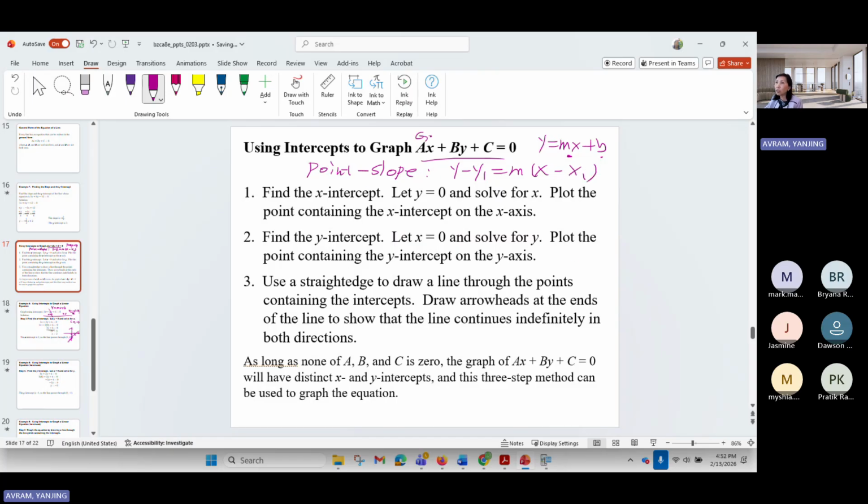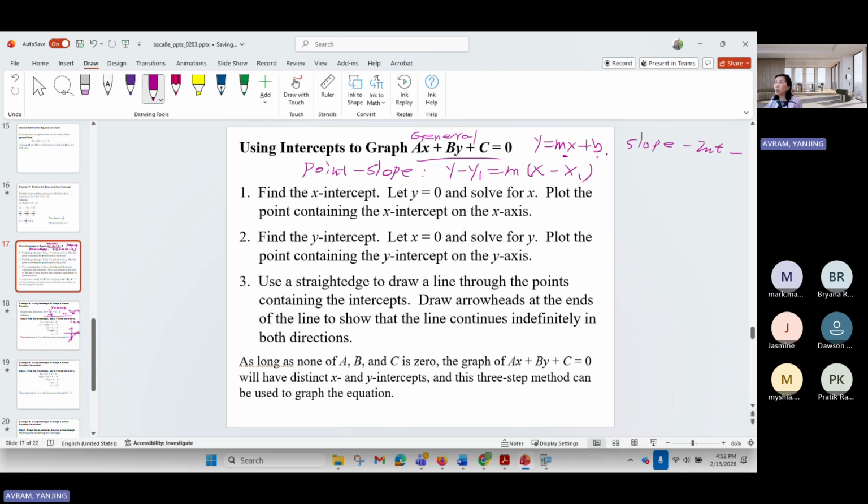This is called a general form. This is called a slope and intercept form. And this one is a slope point or point slope, whatever you want to call it. And if two lines are parallel, there's a relationship you also have to understand. If two lines are parallel, the slopes are always equal. M1 and M2 are always equal.